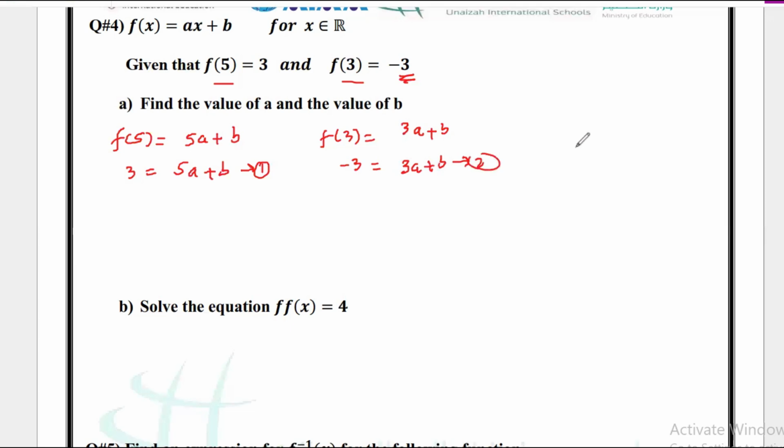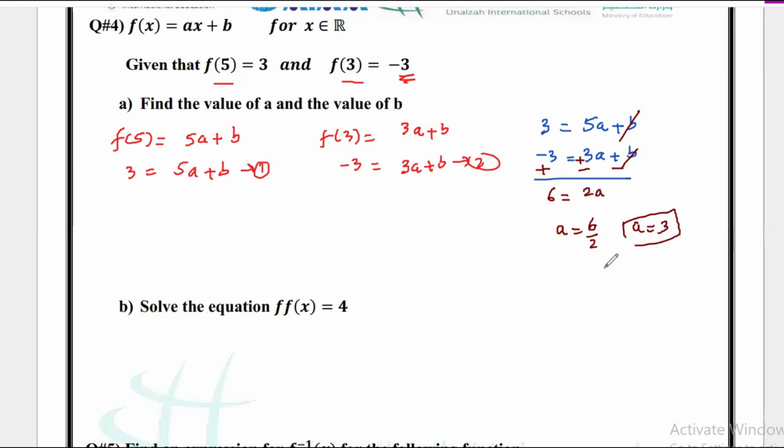This is equation 2. Once we solve these two equations, we can easily find the values of a and b by the elimination method. The first equation is 3 is equal to 5a plus b, and the second equation is minus 3 is equal to 3a plus b. We can change the sign while subtracting: if minus, we write plus; if plus, minus. So plus b minus b cancel. 3 plus 3 gives us 6, and 5a minus 3a gives 2a. So a is equal to 6 divided by 2. That means a is equal to 3.